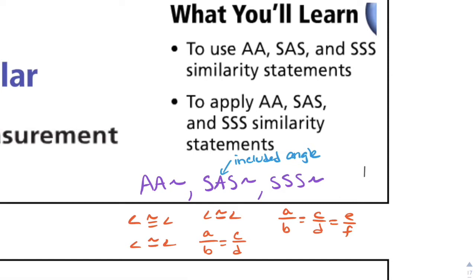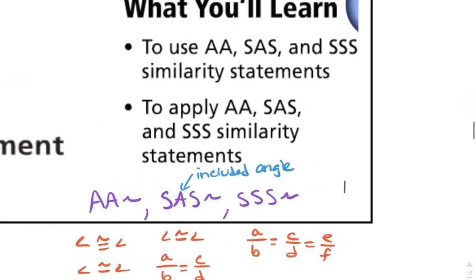Think about it. If 2 sets of angles are congruent, then the third angles are also congruent. Therefore, you have 3 congruent angles to 3 congruent angles, and that means that the triangle is a dilation of one another. So we have similar triangles when we have 2 congruent angles.